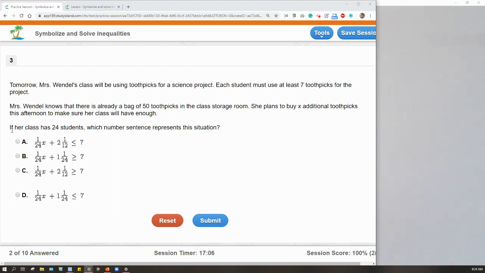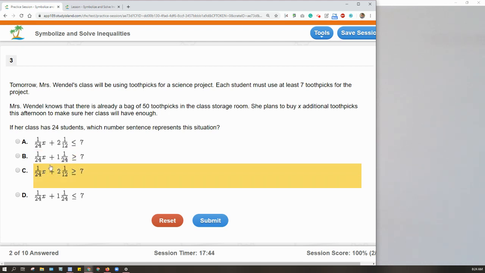So just like before, we can look through our choices here for some common sense. If X is the number of toothpicks she's going to buy, and she wants to make sure she has enough, then she has to buy a minimum of a certain number. She can buy more than she needs, but she cannot buy fewer than she needs. So we're going to have something related to X, and X has to be greater than or equal to some other number. It has to be more than the other number or equal to it for it to be enough. It can't be less. So which one of these statements has our X on one side of the inequality and then a greater than or equal to symbol?